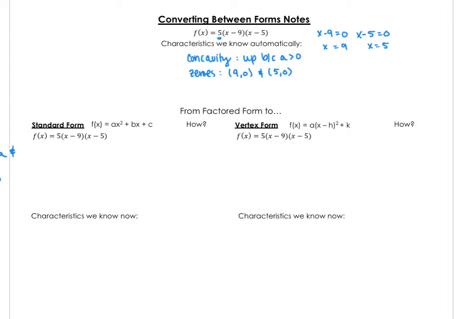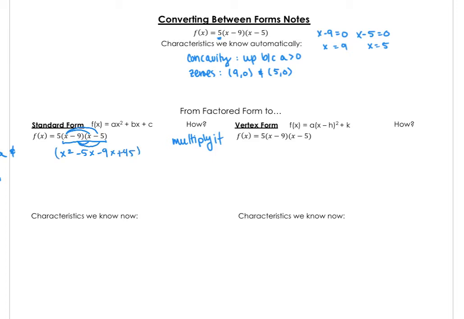Okay, so going from factored form to standard form, all we need to do is multiply it. What I mean by that is we need to take this quadratic and just multiply it out. In order to do that, I'm first going to multiply these binomials. So x times x is x squared. x times negative 5 is negative 5x. Negative 9 times x is negative 9x. And then negative 9 times negative 5 is positive 45.